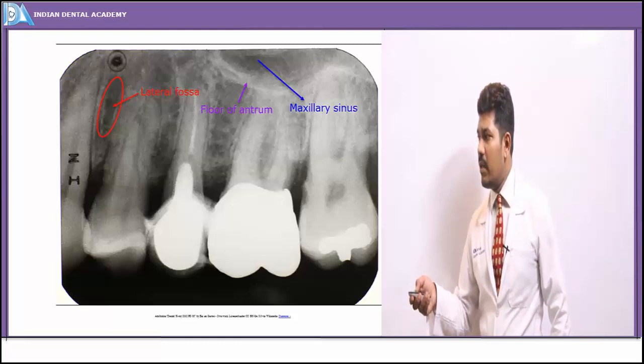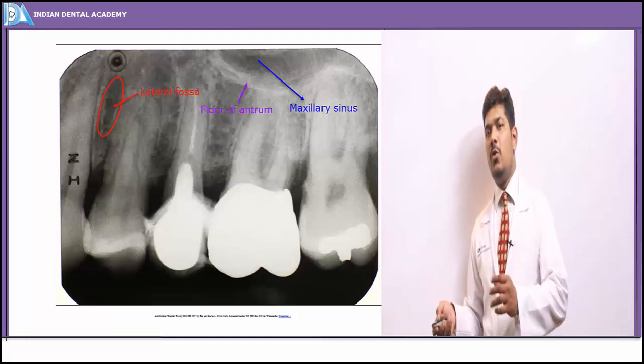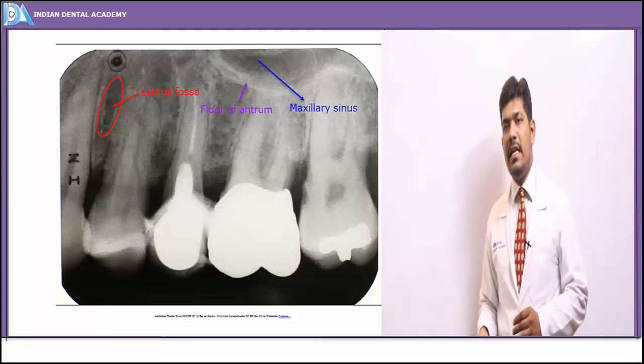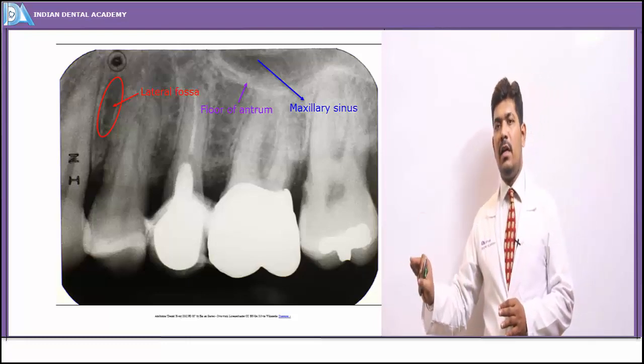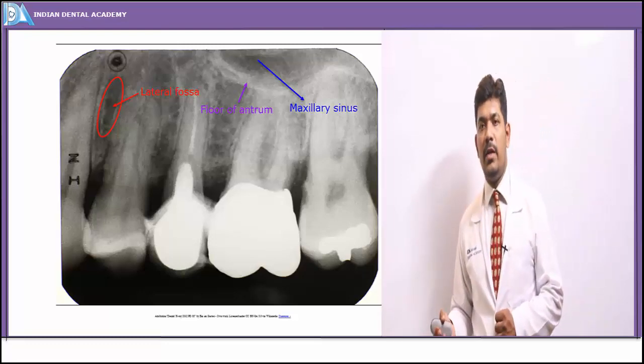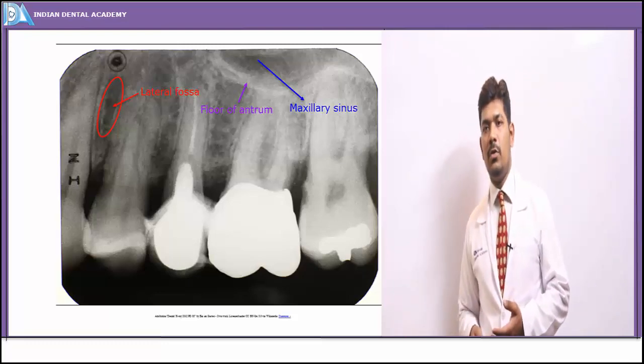Now, as you can see over here, we can easily distinguish two parallel radiolucent lines traversing longitudinally in the maxillary sinus, which are nothing but the neurovascular bundles within the maxillary sinus. That gives us an indication that this is a normal radiolucent structure and not a radiolucency which may be attributed to any cysts or tumors associated with this tooth over here.